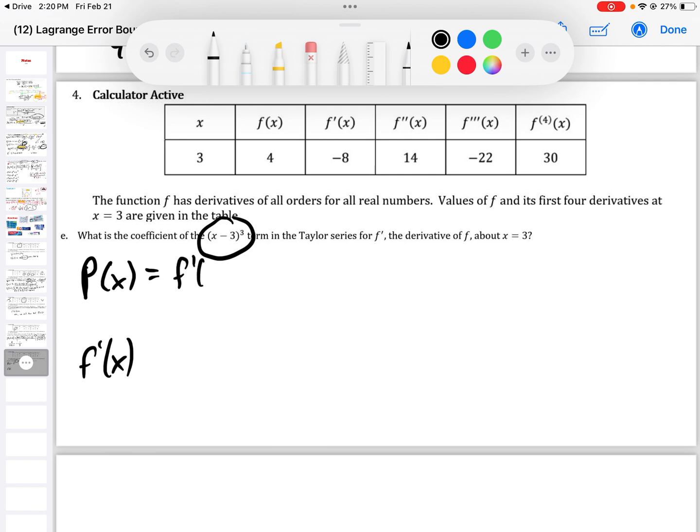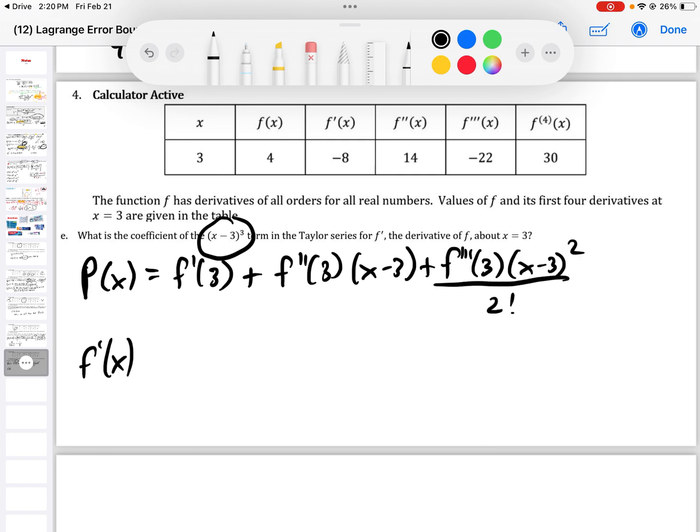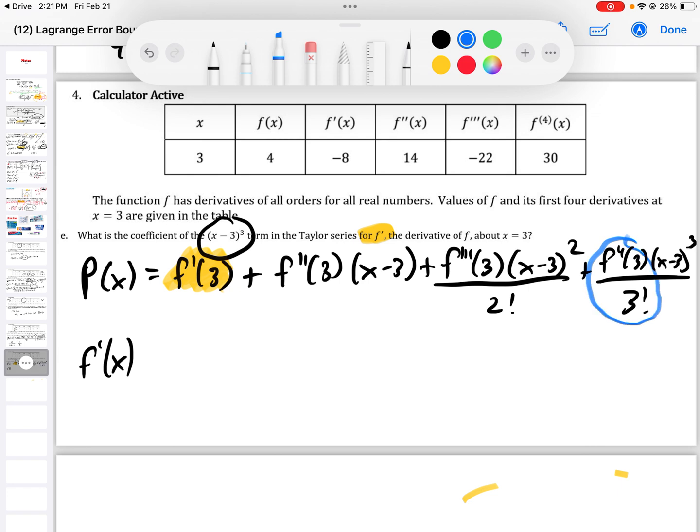The first thing you always write would be just the function value, but the function is f prime, evaluated at 3. So that's like your f of x, but it's already f prime. Then the next one would be the second derivative evaluated at 3 times x minus 3, plus the third derivative evaluated at 3 times x minus 3 squared over 2 factorial, plus the fourth derivative evaluated at 3 times x minus 3 cubed over 3 factorial. So this one's kind of tricky because it's saying the Taylor series or the Taylor polynomial for f prime. So that's why we already started here.